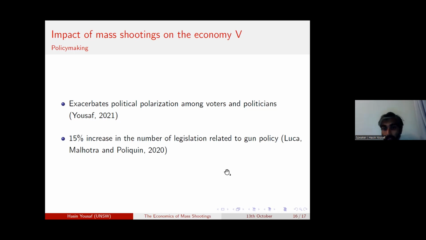Similarly, another piece of evidence, which Luca, Malhotra, and Polikin find, is that there is a 15% increase in the number of legislation related to gun policy passed after a mass shooting. And these proposed gun laws are not in the same direction. If the local state legislature is controlled by Republicans, they want to increase access to guns so people can defend themselves. And the opposite is true when Democrats are controlling the state legislature.